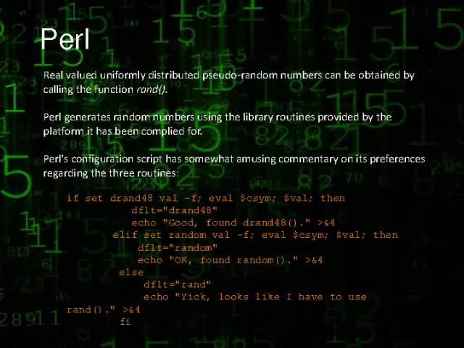Perl generates random numbers using the library routines provided by the platform it has been compiled for. Specifically, Perl's first choice is to use drand48. However, if it's not available, it will try to use random. If both of these are unavailable, it will settle for rand. Perl's configuration script has somewhat amusing commentary on its preferences regarding the three routines.